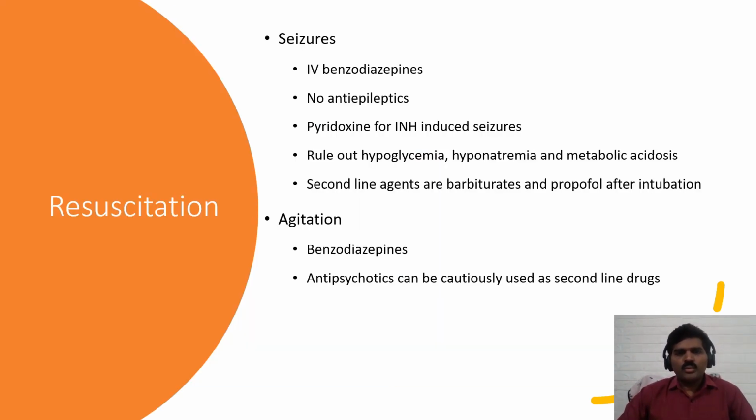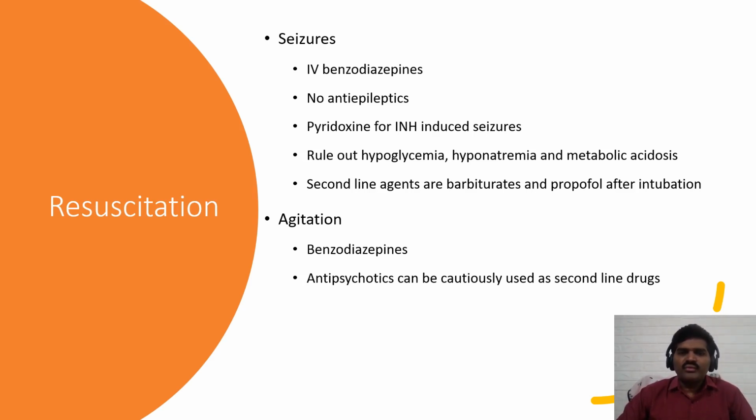Next, an important thing you need to deal with during resuscitation is the development of seizures. Usually, IV benzodiazepines are the drugs of choice to control seizures. Anti-epileptics are normally not indicated and are not useful.